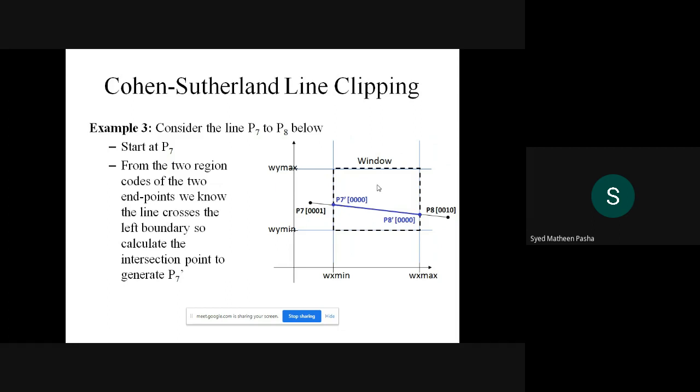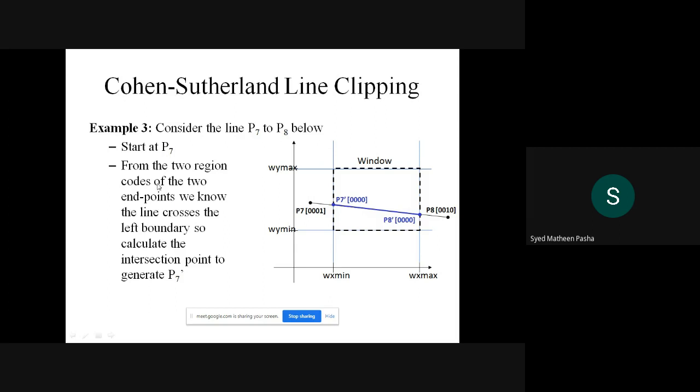Then check out the third example. In the examples which I am explaining here, all the conditions are met with respect to the trivial cases. Consider the points P7 to P8. This is the line which is already inside the window. I'll start from point P7. Actually, you can start from any point, it might be P1, P0, and so on. I am starting with P7, which has this region code.